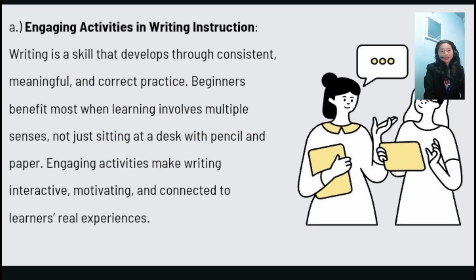So next is designing the lessons for writing. So we have letter A: engaging activities in writing instruction. Writing skills is a skill that develops through consistent, meaningful, and correct practice. Beginners benefit most when learning involves multiple senses, not just sitting at a desk with pencil and paper. Engaging activities make writing interactive, motivating, and connected to learners' real experiences.